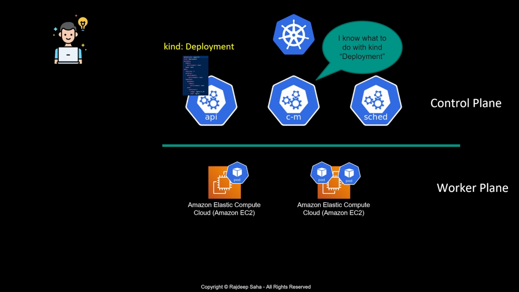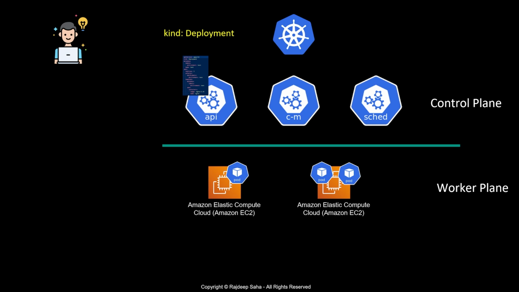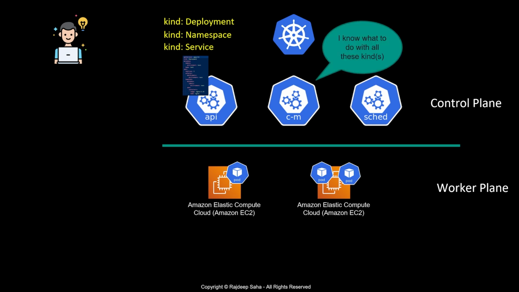Similarly, whenever you submit other manifest files with kind such as namespace, service, etc., the controller knows what to do with all these kinds. With namespace, it can create a separate namespace. With service, it can create a load balancer service or other kinds of service, etc. Because all of these kinds or Kubernetes objects are defined when you run a Kubernetes cluster.